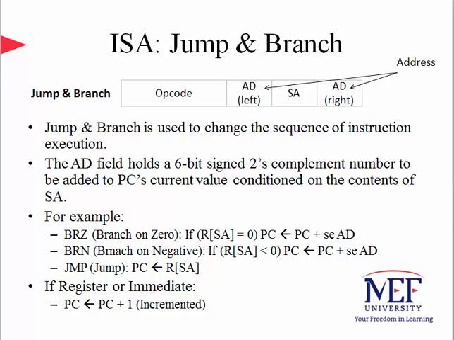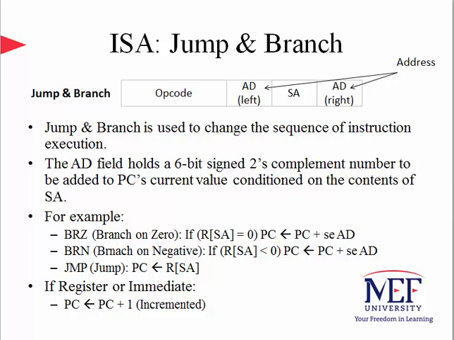The AD field, where AD stands for address, has two parts, left and right, each of which is 3 bits long. An AD field can hold a 6-bit signed 2's complement number to be added to the PC's current value, based on the contents of the register at address SA.